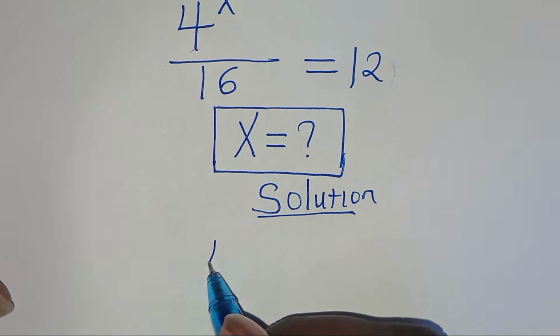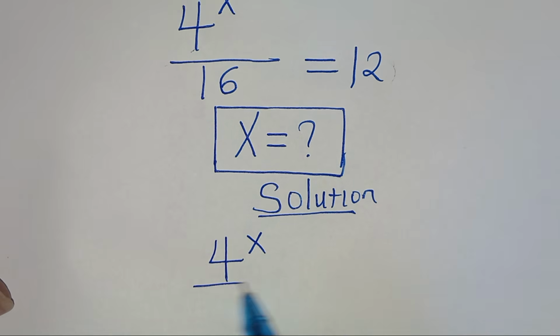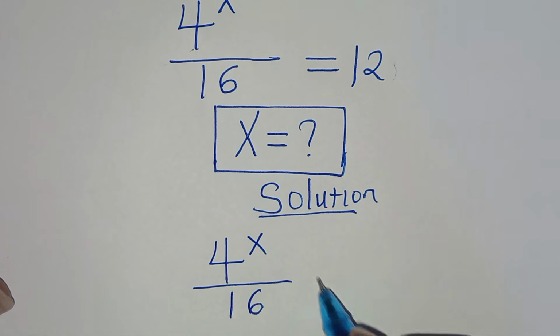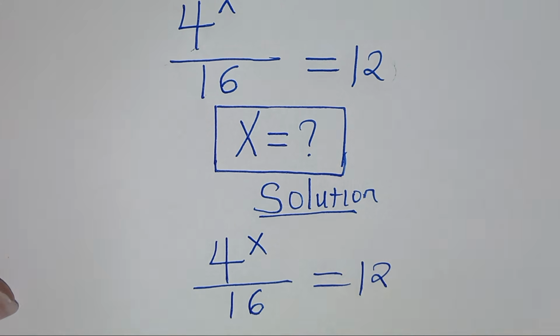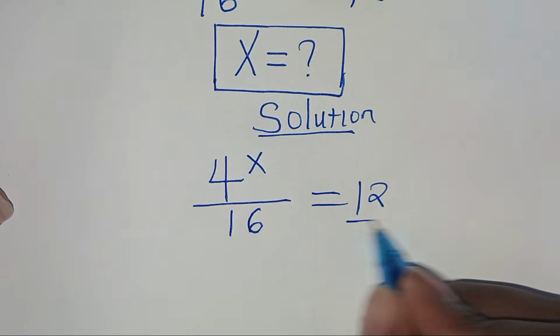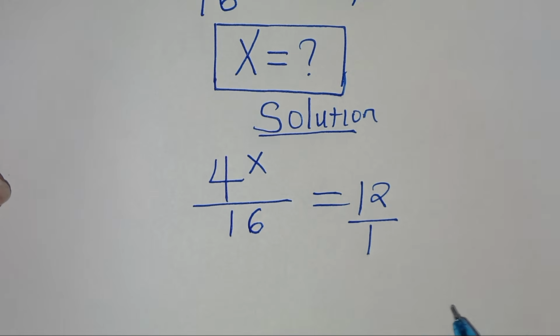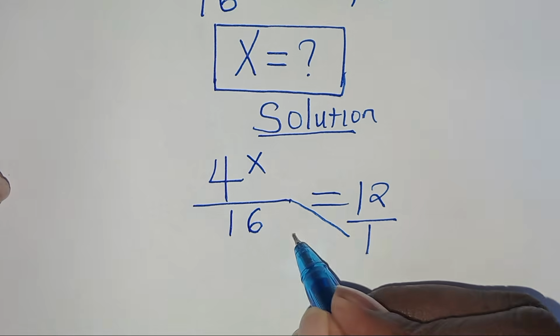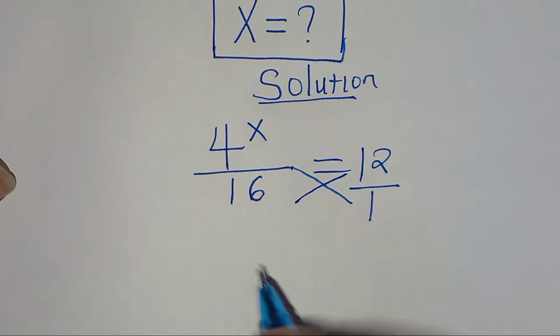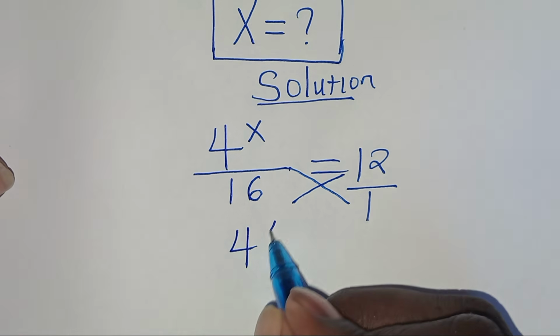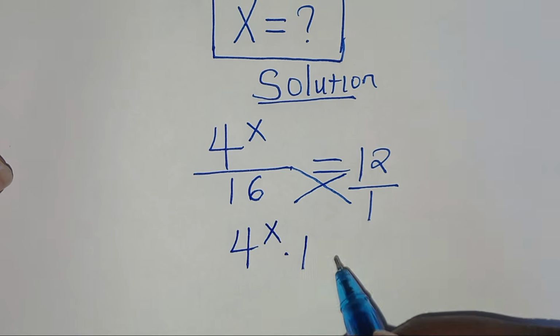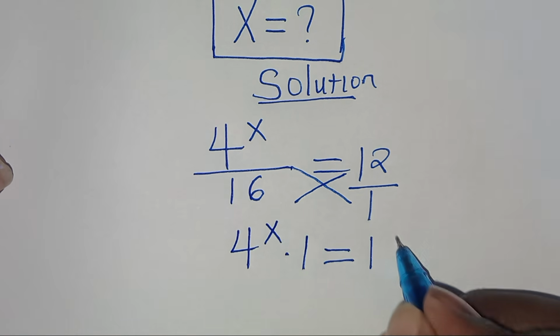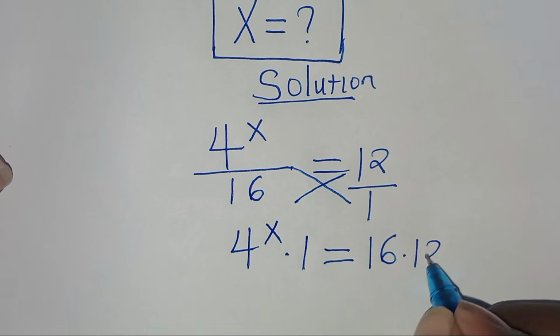So this is 4 raised to the power of x over 16. This is equal to 12. So we have that 12 is a whole number, so this is over 1. Now let's cross multiply from here so that we have 4 raised to the power of x multiplying by 1. This is equal to 16 multiplied by 12.